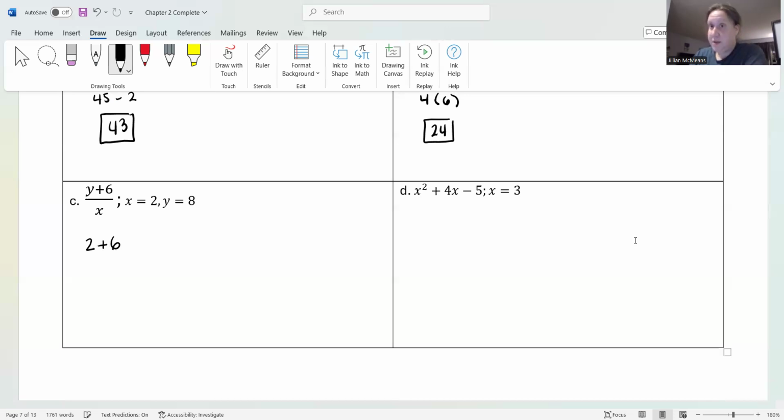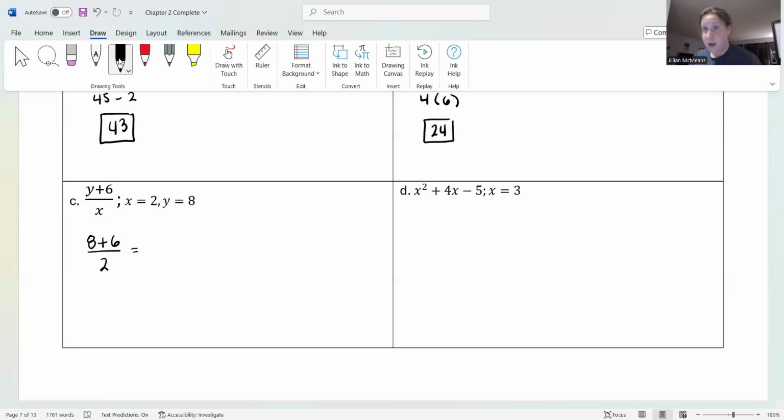So I get y plus 6, which is really 2 plus, whoops, don't do that. Boy, I about messed that one up, didn't I? We have y plus 6. Y is 8 plus 6, and we want to divide by x, which is 2. And then for something like this, simplify each part. Simplify the numerator completely, and then simplify the denominator if you need to.